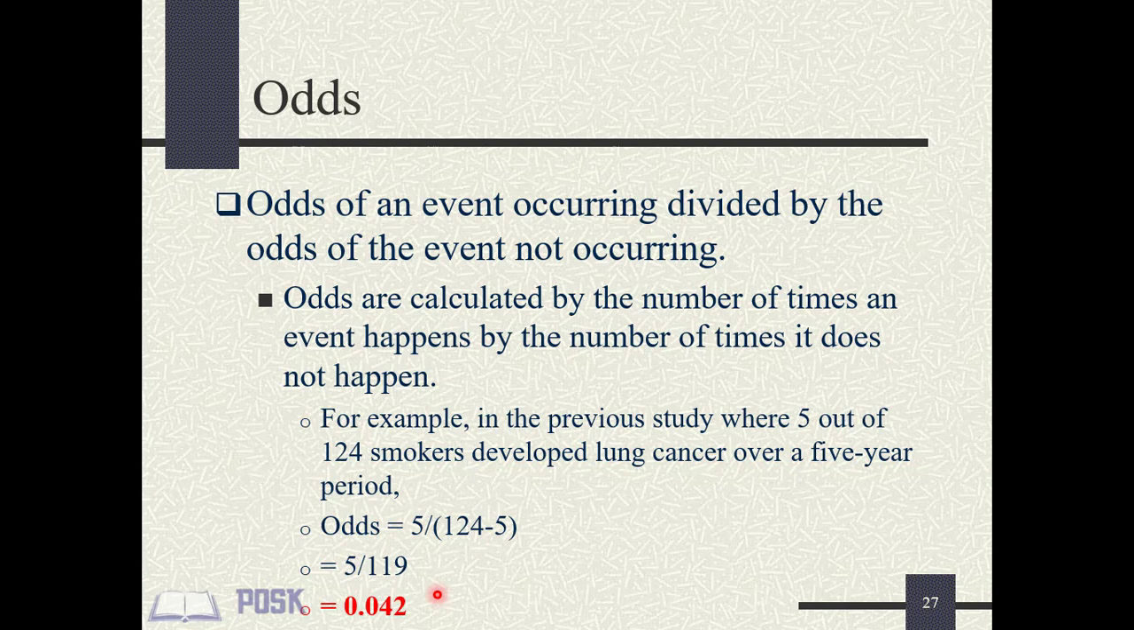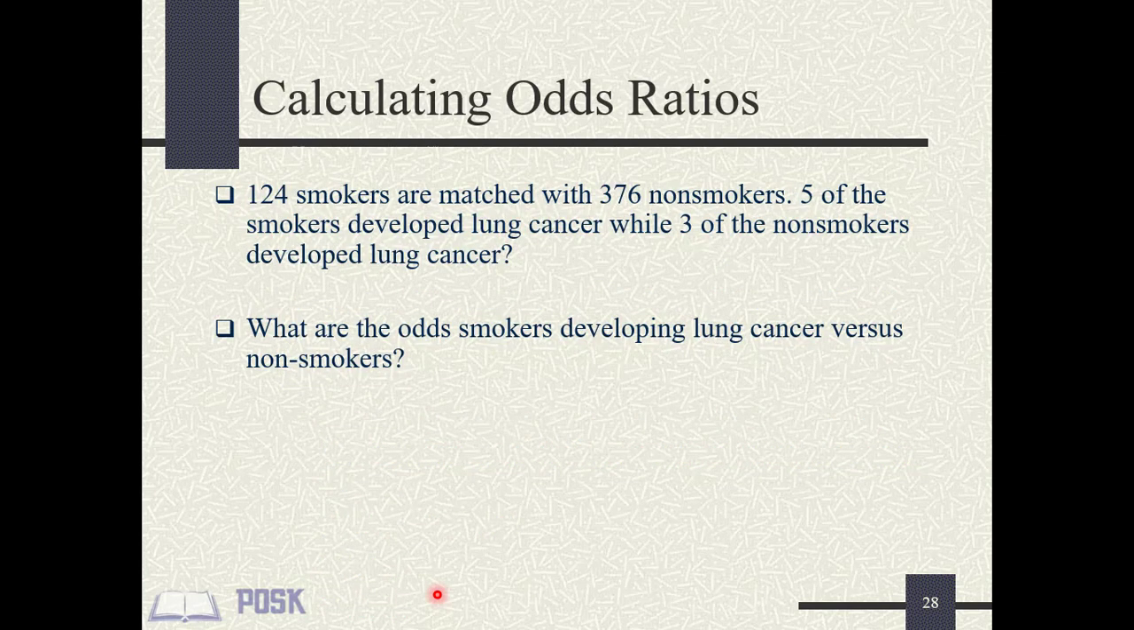To compare two odds, just divide one by the other to obtain a ratio called the odds ratio. For example, you could divide the odds of cancer among smokers by the odds of cancer among non-smokers to obtain the odds ratio of cancer among smokers. Using the lung cancer data, let's calculate the odds ratio for cancer among smokers compared to non-smokers.